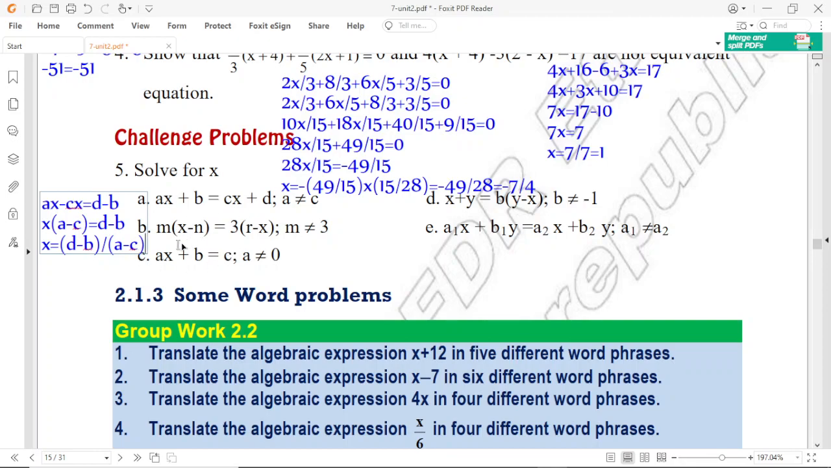Okay, ax plus b, which is equal to c, where a is different from 0. So you can solve this directly.